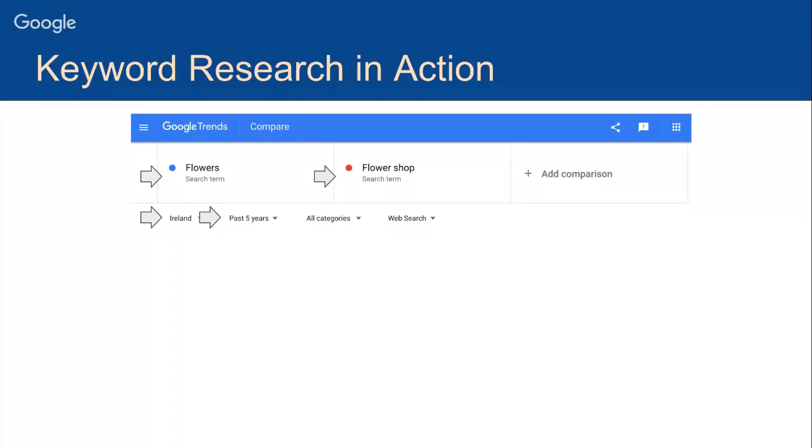And you can see that the first 2 arrows in this slide show where she's entered those search terms. Next, she selects her country, which is Ireland, as she only sells flowers to Ireland. And then finally, she decides that she wants to select the past 5 years of data in order to find out if there are any trends. And the second 2 arrows on the second row within the slide show where she has made those selections.